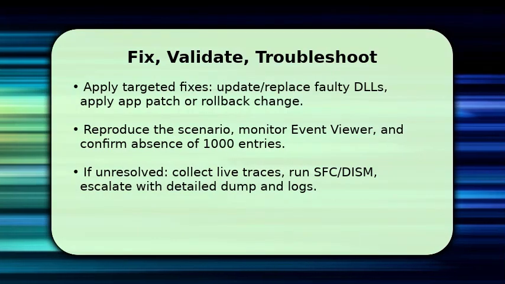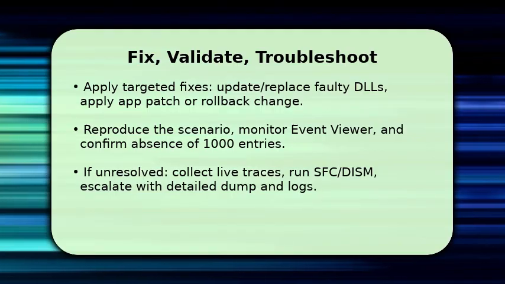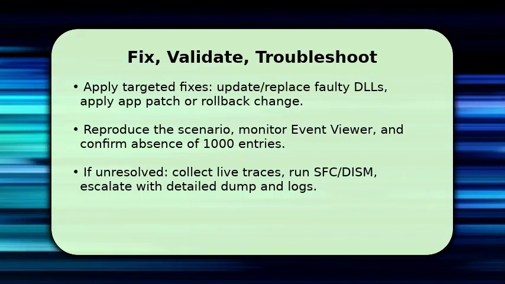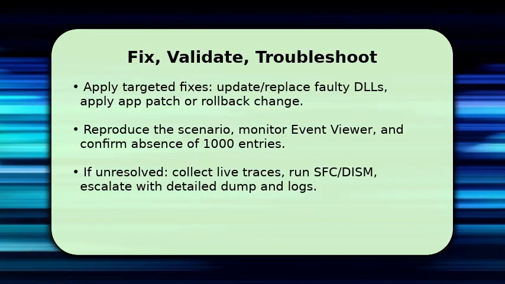Finally, implement the corrective action closest to your root cause. Replace the faulty module with a matching version, install the vendor patch, or roll back the recent change that triggered the crash. Once applied, reproduce the workload and monitor Event Viewer to confirm event ID 1000 no longer appears. If the issue persists, capture a second dump and a live trace with Procmon and xperf, run sfc/dism to rule out system corruption, and escalate with the collected evidence for vendor support.